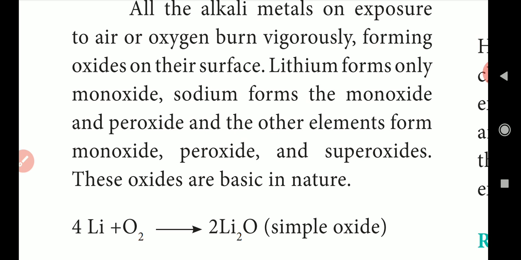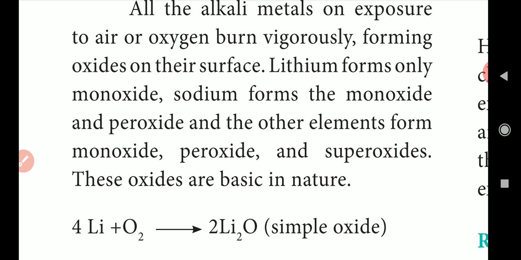None of these. This is asked in our annual examinations and also in NEET and JEE examinations. Listen here: metal oxides are basic in nature, and non-metal oxides are acidic in nature. For example, when an element reacts with oxygen and produces a basic oxide, that element is definitely a metal. Metal oxides produce basic oxides.